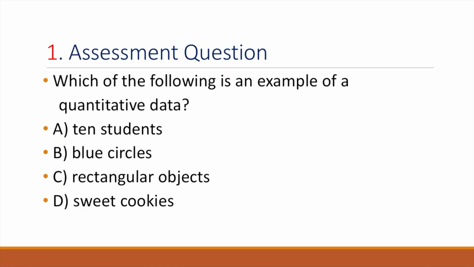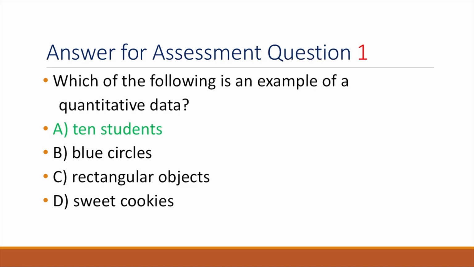I have some review questions for you. You do not need to write down the answers, but I encourage you to try to answer these on your own. Your first review question is, which of the following is an example of quantitative data? Is it A, 10 students, B, blue circles, C, rectangular objects, or D, sweet cookies? If you answered A, 10 students, then you are correct. Awesome.